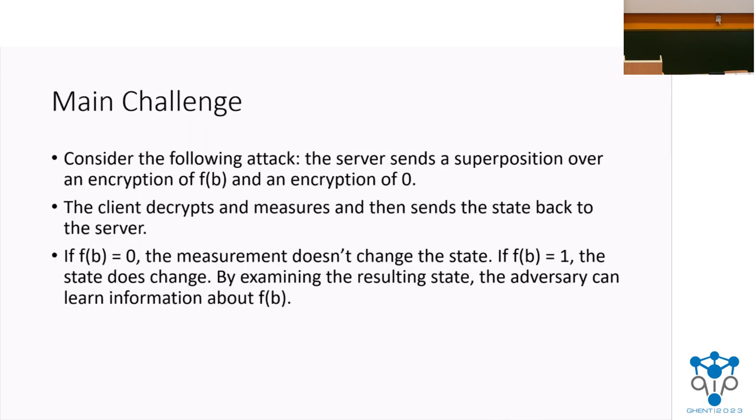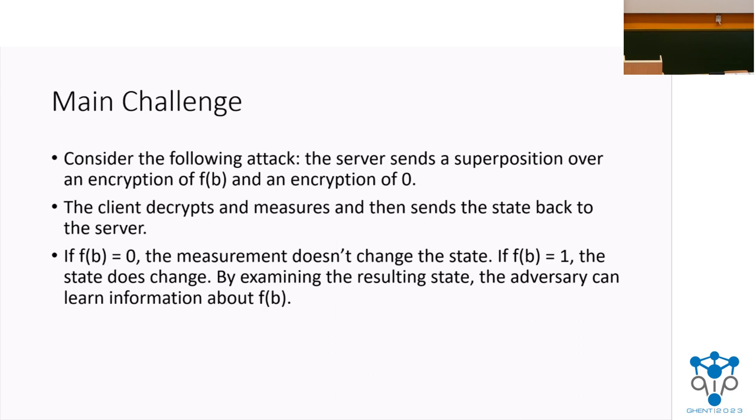Here's an attack that illustrates the problem. When the server sends their registers to the client, they're supposed to send a superposition over encryptions of f of b. But what if instead they sent a superposition over these correct values, with uniform weight on that, and an encryption of 0?